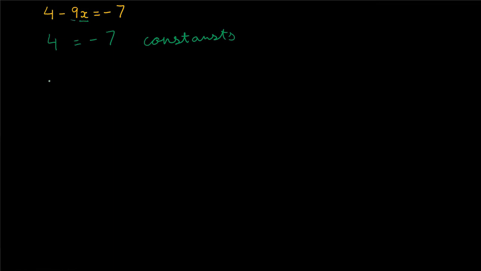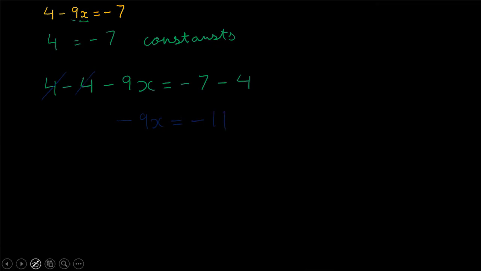So let's start this. We want to get rid of the 4 on the left-hand side because we want to isolate x. And so if we subtract 4 from both sides, we got 4 minus 9x equals minus 7 minus 4. And so we have the 4 and the minus 4, they cancel out. Those cancel out, and we're left with minus 9x equals minus 7 minus 4, which can be simplified to minus 9x equals minus 11.